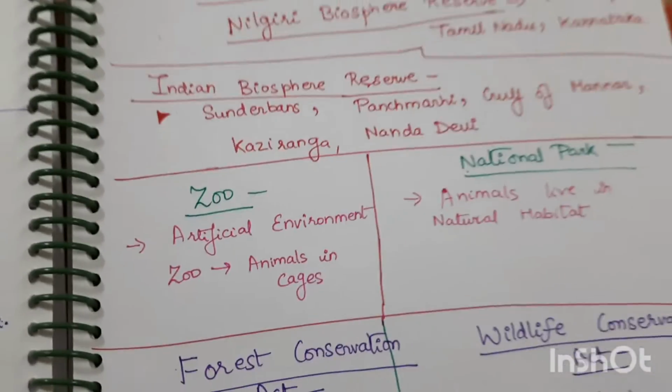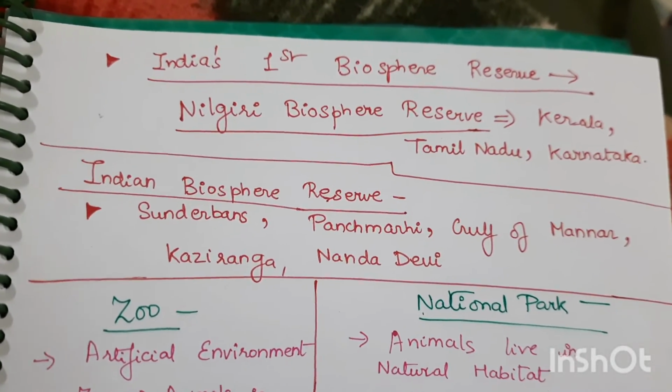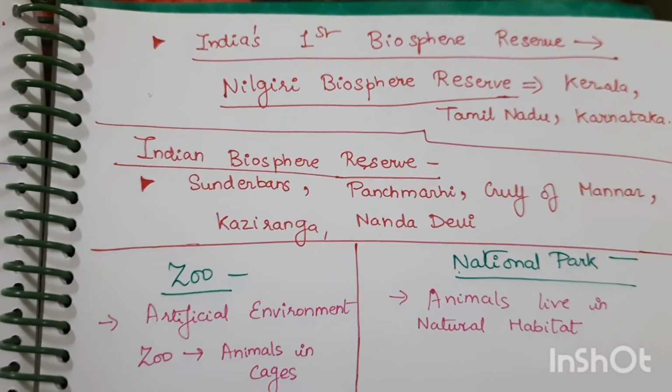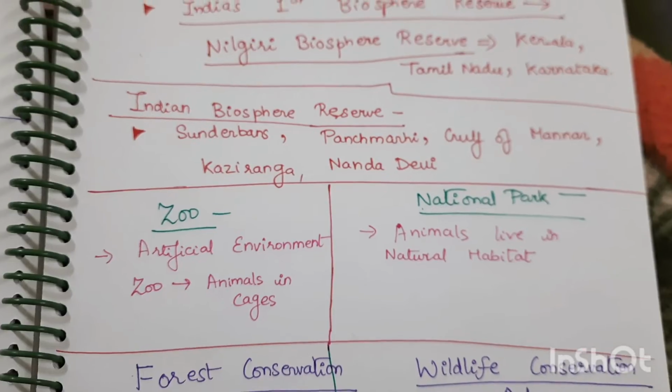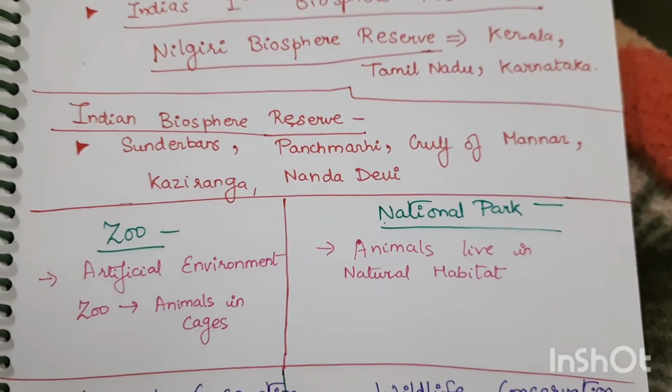Now next, what is India's first Biosphere Reserve? It was the Nilgiri Biosphere Reserve, which is in Kerala, Tamil Nadu, and Karnataka. Indian Biosphere Reserves include Sundarbans, Panchmarhi, Gulf of Mannar, Kaziranga, and Nanda Devi.